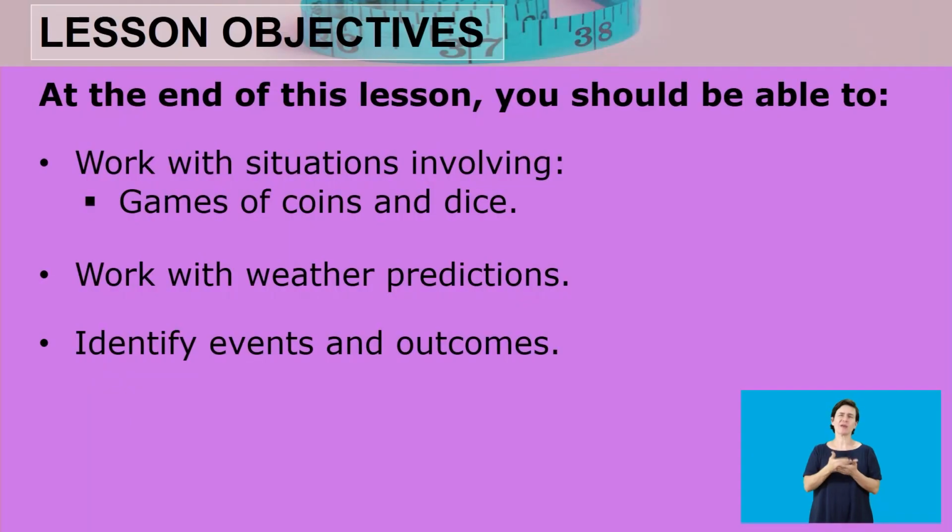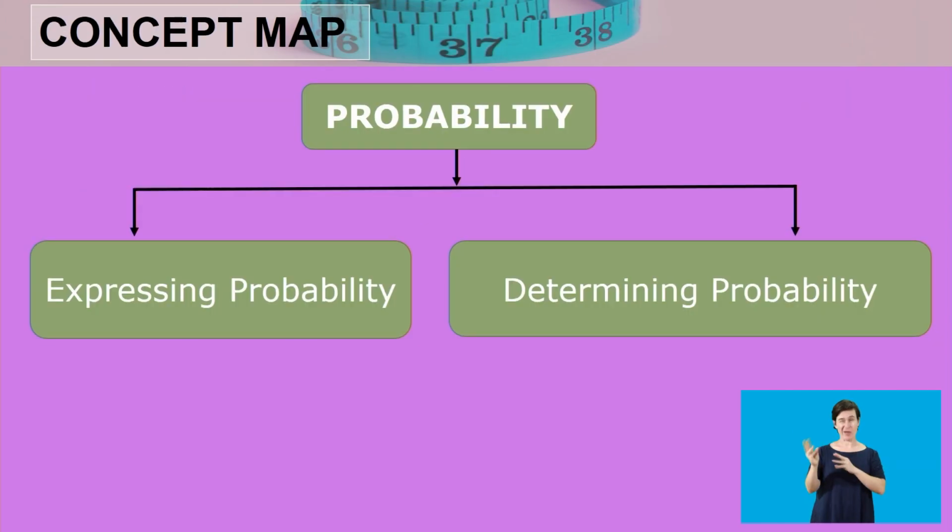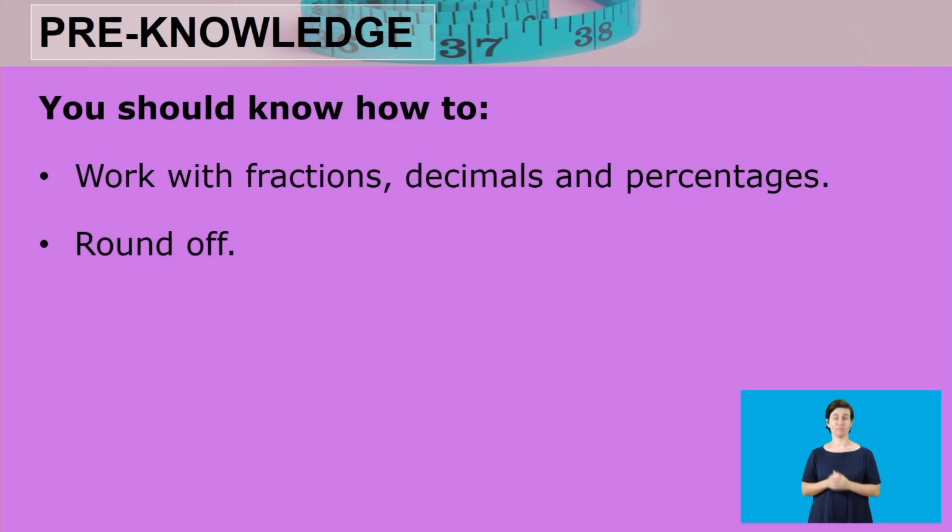At the end of this lesson, you should be able to work with situations involving games of coins and dice, work with weather predictions, and also identify events and outcomes. The conceptual map that we're going to look at is probability. We're going to look at how we express probability and also how we determine probability. You should know how to work with fractions, decimals, and percentages, and also be able to round off.